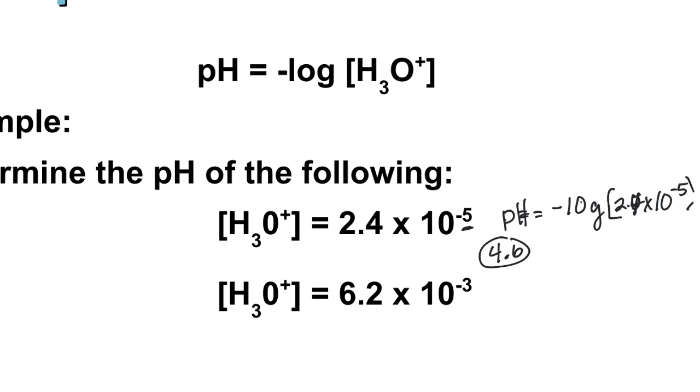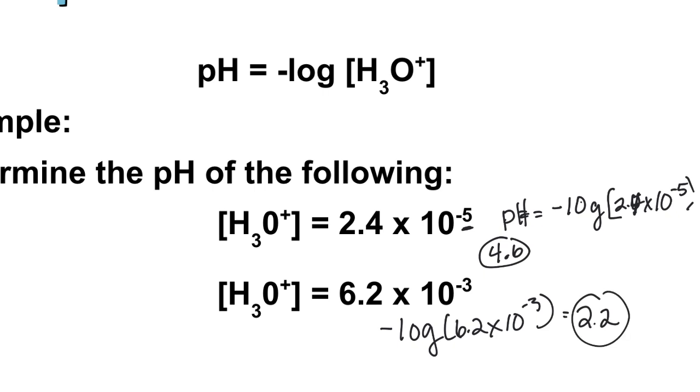Then for this one, I'm going to enter the negative log, in parentheses, 6.2 times 10 to the negative 3rd. So negative log of 6.2 times 10 to the negative 3rd will give me 2.2 for a pH. And there is no unit on pH, so the pH is 2.2, no unit.